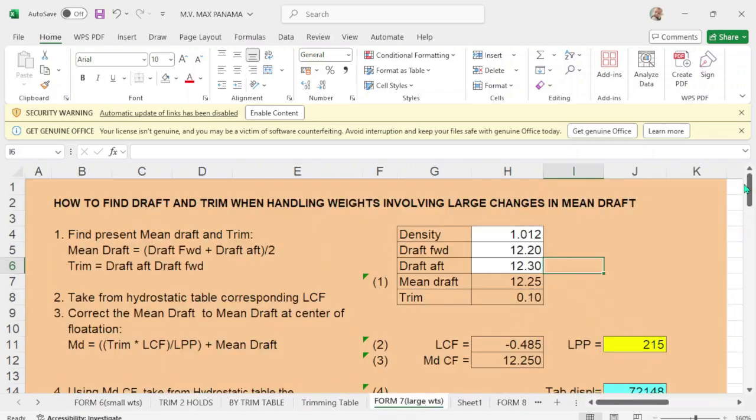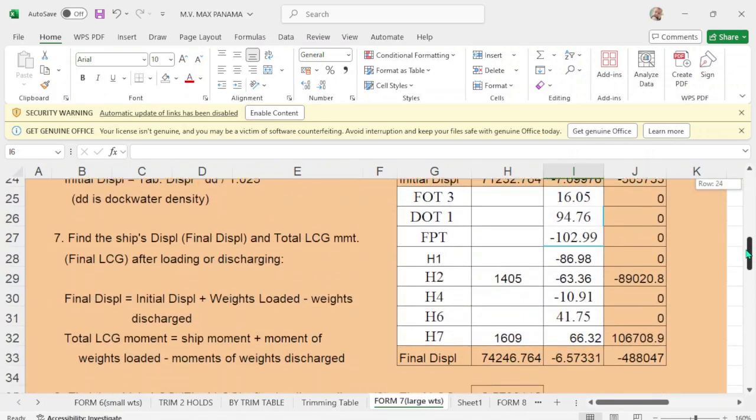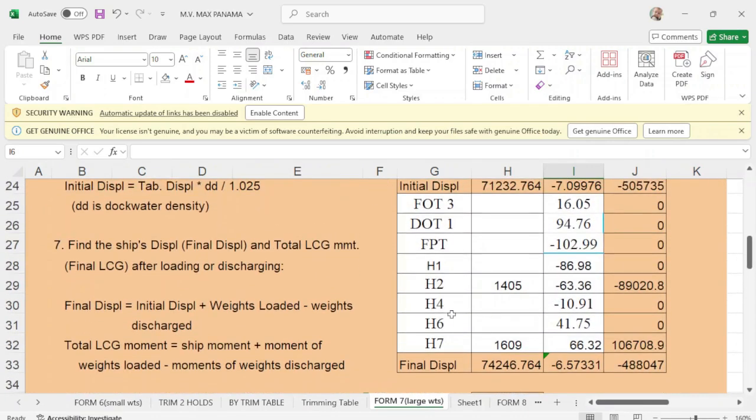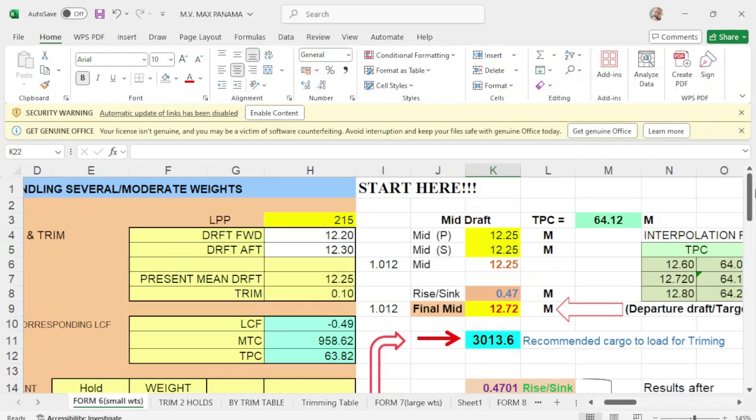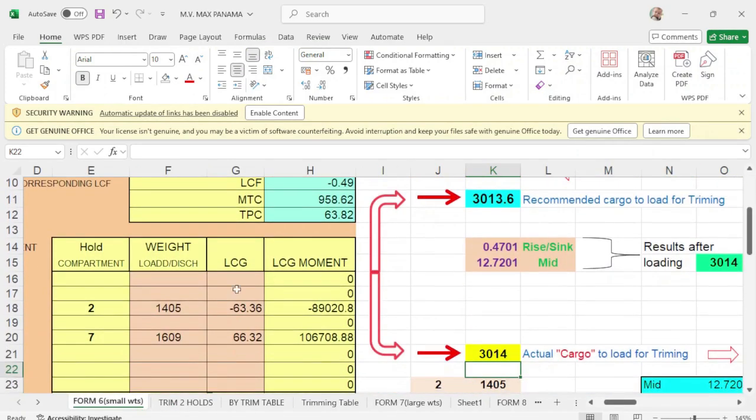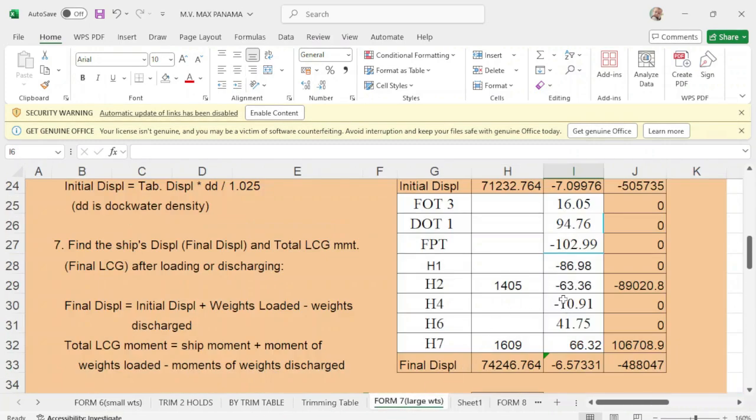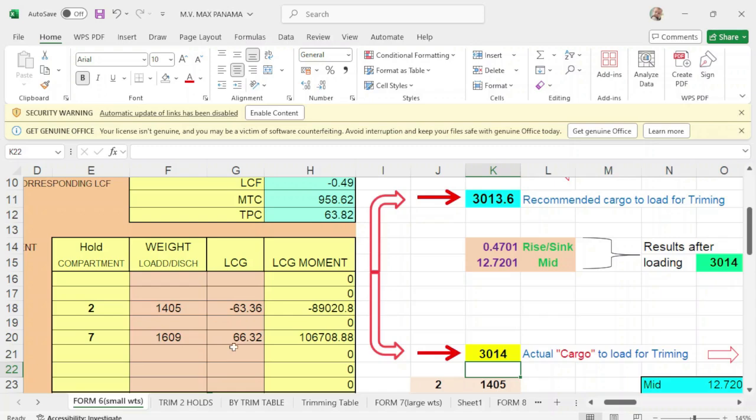Okay, now input your weight in your holes. Hole number 2 is 1405. The LCG is negative 6336, and hole number 7 is 1609, and your LCG is 6632.